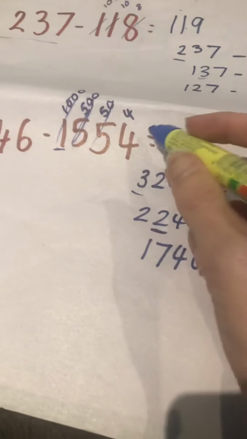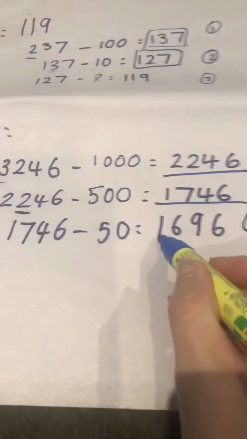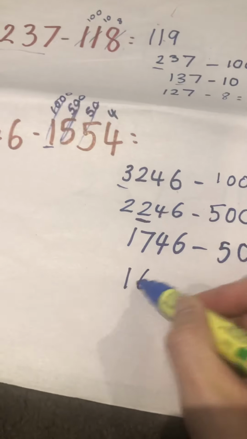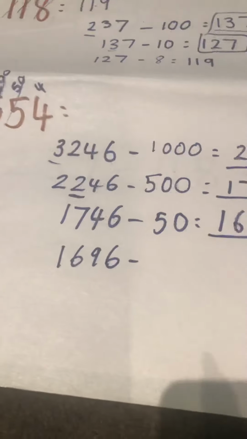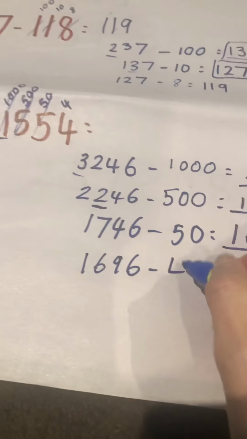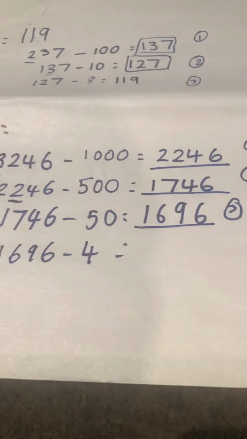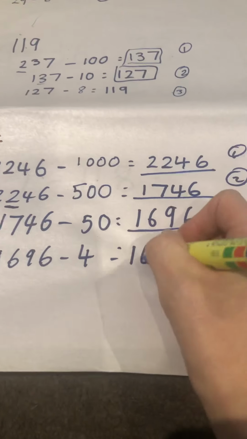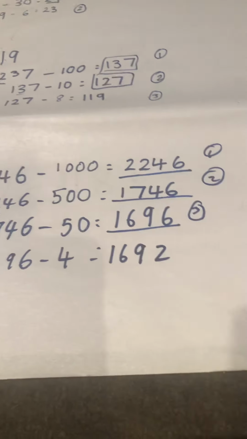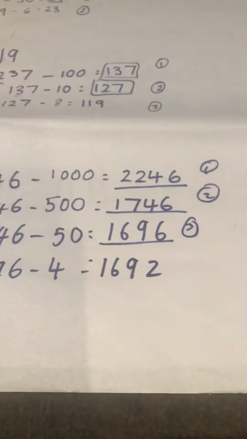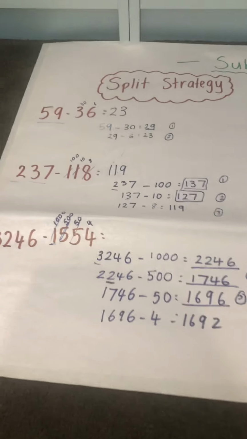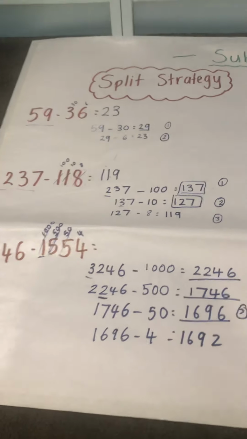We've done our 50, now we've got our 4 singles. So again, you write this answer down there and then you take away your 4 singles. So counting backwards, 1,696 take away 4 gives you 1,692. Okay, so that is how we solve these subtractions with split strategy.